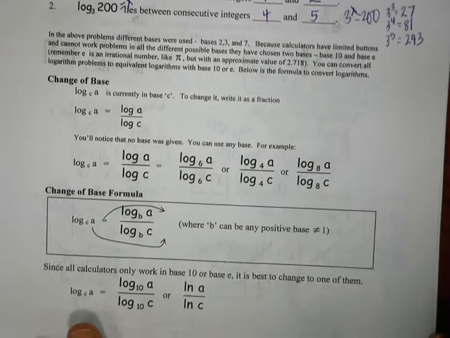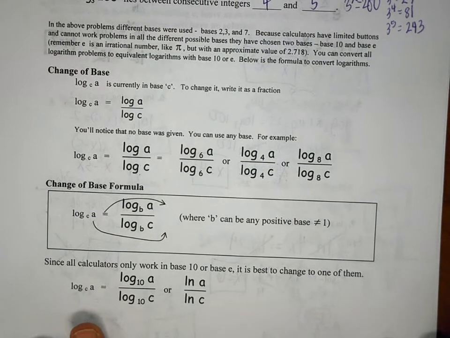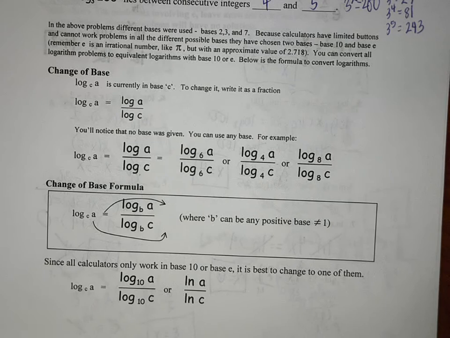In the above problems, different bases were used, bases 2, 3, and 7. Because calculators have limited buttons and cannot support problems in different possible bases, they have chosen 2 bases, base 10 and base e. Remember, e is an irrational number like pi, but with approximate value of 2.718. You can convert all logarithm problems to equivalent logarithms with the base 10 or e. Below is the formula to convert logarithms.